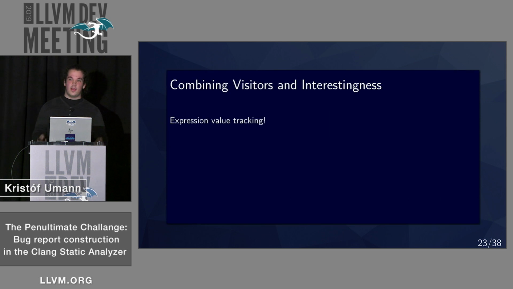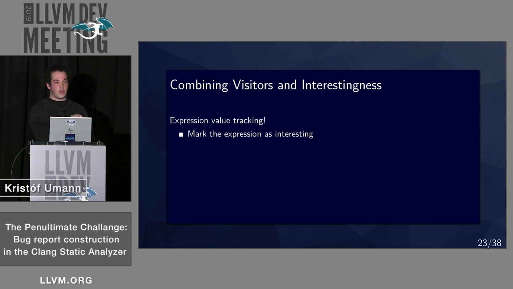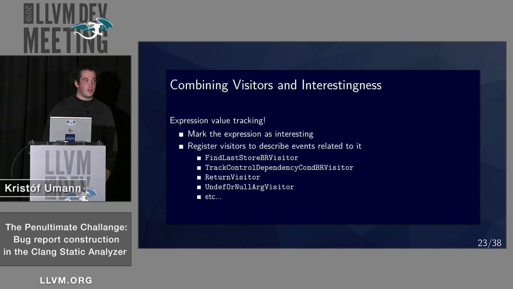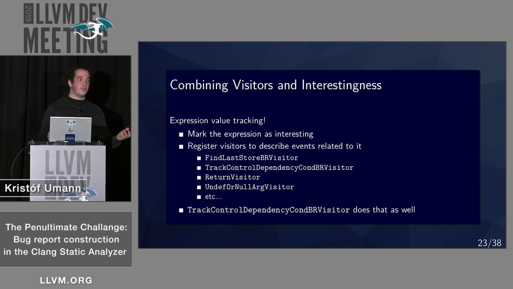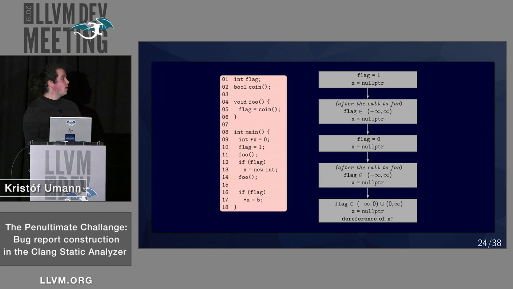We can combine these two, bug reporter visitors and interestingness, to achieve expression value tracking. Whenever I say that we are tracking X, what we really mean is that we are marking X as interesting. We are registering a variety of visitors to explain X's value a little better. And it's also worth noting here that this is the thing that the control dependency visitor will do. So it will tell the analyzer to track flag. OK, so this was the dry stuff forward. Let's see how this works in action.